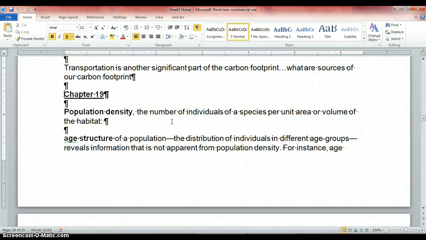Let's start with definitions. Population density is the number of individuals of a species per unit of area or volume of habitat. So if we look in one little valley, how many mice are there per acre or whatever? That would be our population density.